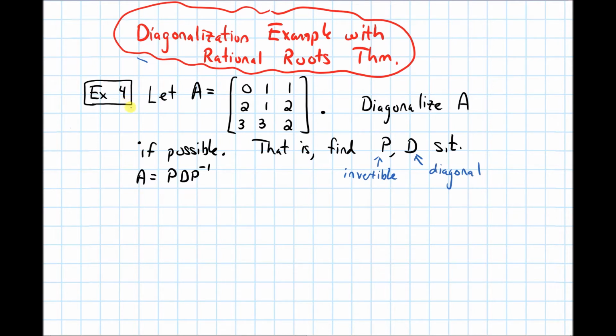So here's the example. Let A be this 3 by 3 matrix, and we want to diagonalize A if possible. Recall that what that means is we want to find matrices P and D, where D is diagonal and P is invertible, such that A equals P times D times P inverse. Okay, so if I want to begin to try to diagonalize a matrix, we need to first find the eigenvalues.